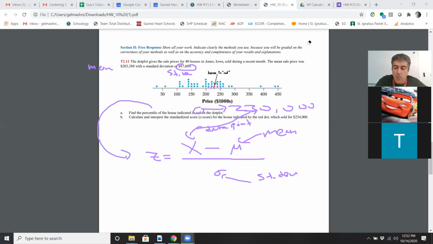Okay, so someone shared 0.3037. Thank you very much for sharing that. So the z-score is going to be 0.3037. All you're doing is 230,000 minus 203,388. For the first person who shared the answer, make sure you put parentheses around these two. You may not have done that. That's probably why you might have got it wrong, is my guess.